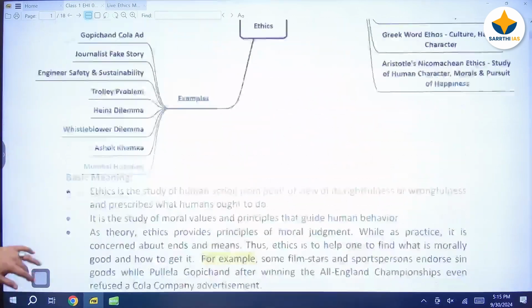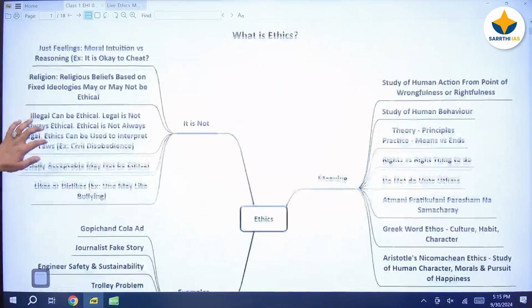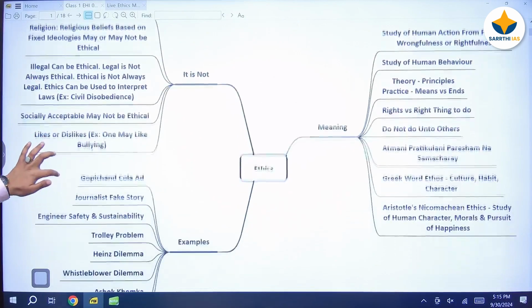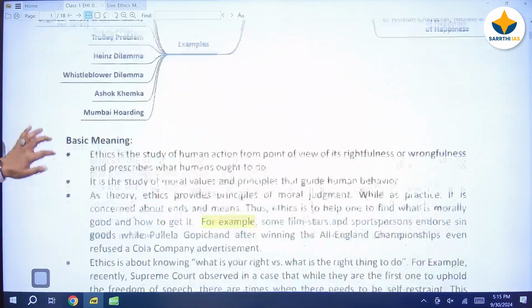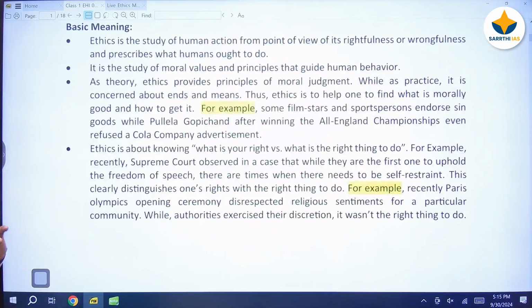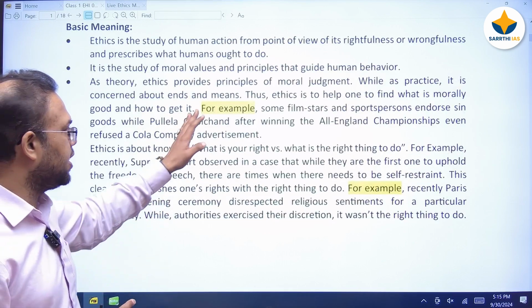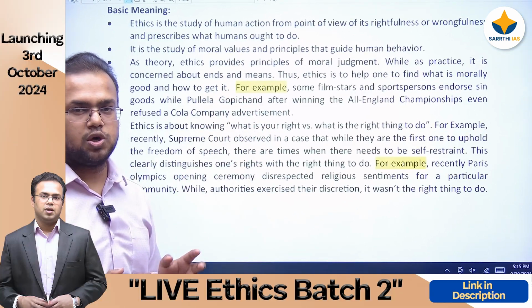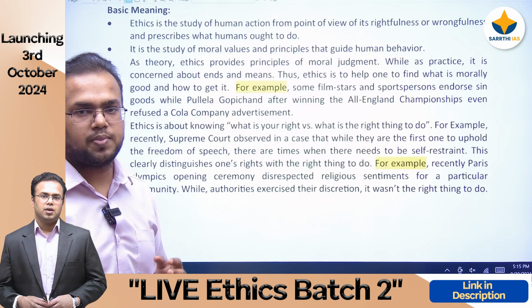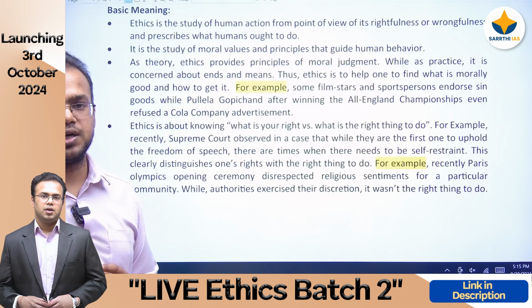I have updated the notes from my first batch. The mind maps of course remain the same because this is the static portion of ethics, but then I have changed a bit from the previous batch. That is, I have highlighted the examples because this was one of the major demands from the previous batch, to give a separate list of examples.